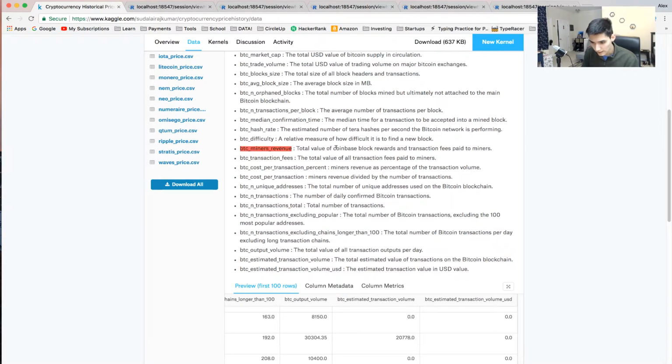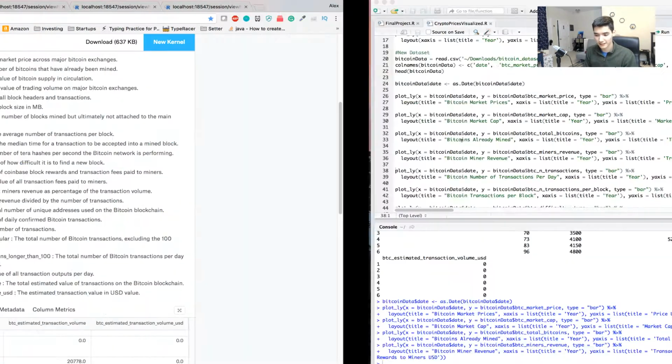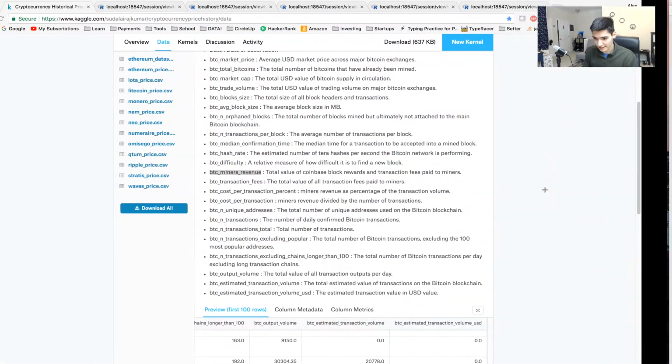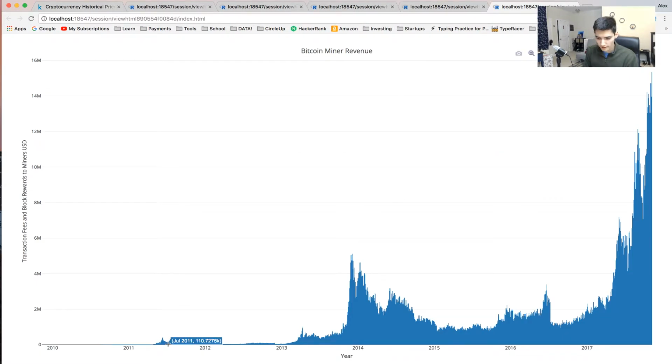Miner revenue: the total value of Coinbase block rewards and transaction fees paid to miners. Okay, so let's look at this. For example, $110,000 were rewards to miners of Bitcoin. Total. This must be total.